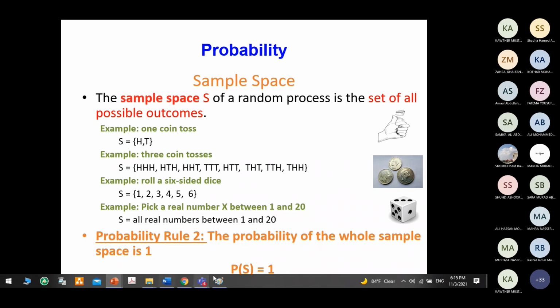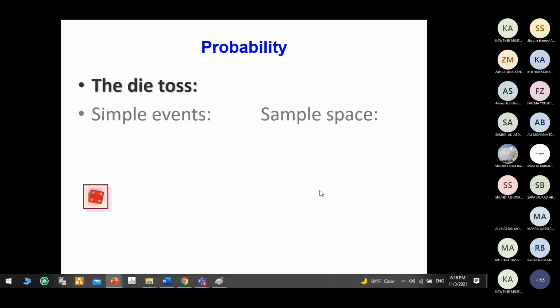Now let me mention rule number 2 for probability. The probability of the whole sample space, which means all outputs, is supposed to be 1. If all of them are there, it means it is 1. The probability of the sample space is 1.